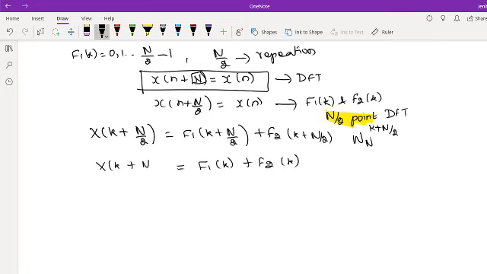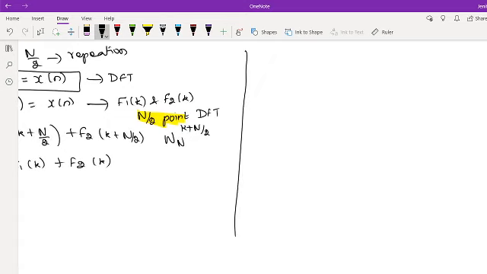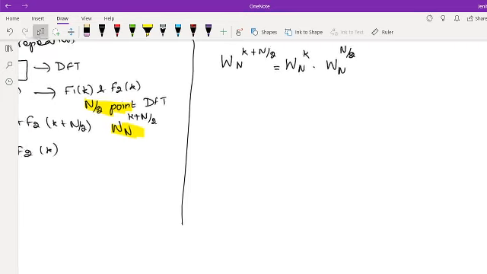So there is no repetition in the x of k part. So we can write the term as x of k plus n by 2, and now w n power k plus n by 2. I'm just taking this last part, w n power k plus n by 2, which is equal to w n power k into w n power n by 2.